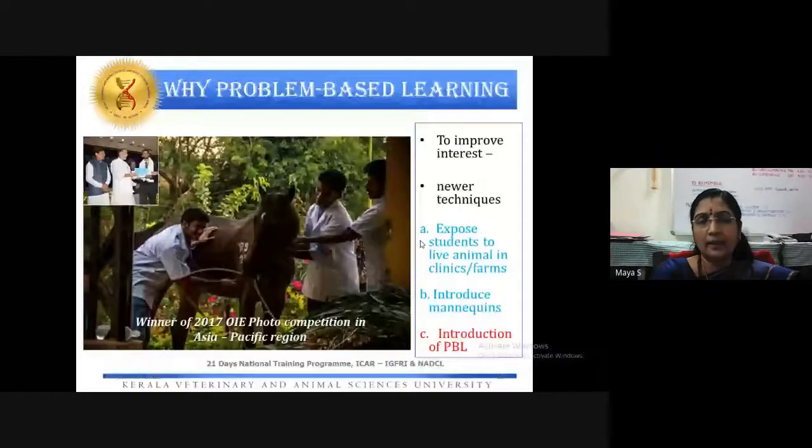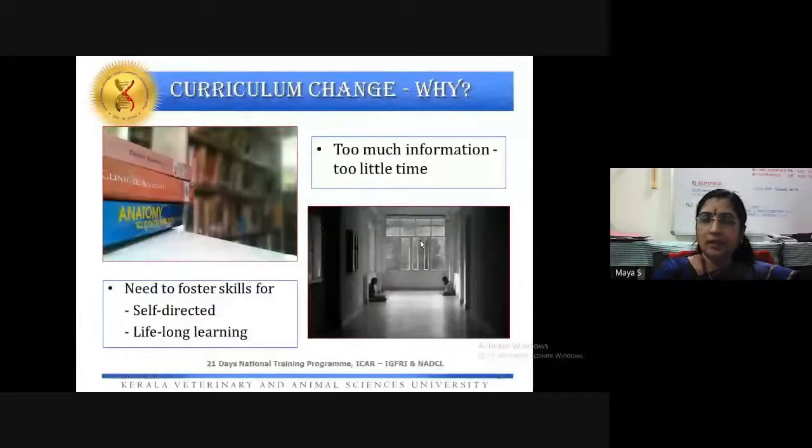Okay, or we can introduce problem-based learning. So what is problem-based learning, and why is it needed? Many of the children will find it very difficult to cope with covering the curriculum during the stipulated period of time. There will be vast information to be covered during a stipulated period. So what do they have to do? We have to direct them to self-directed learning, which will help the students during their lifelong period.